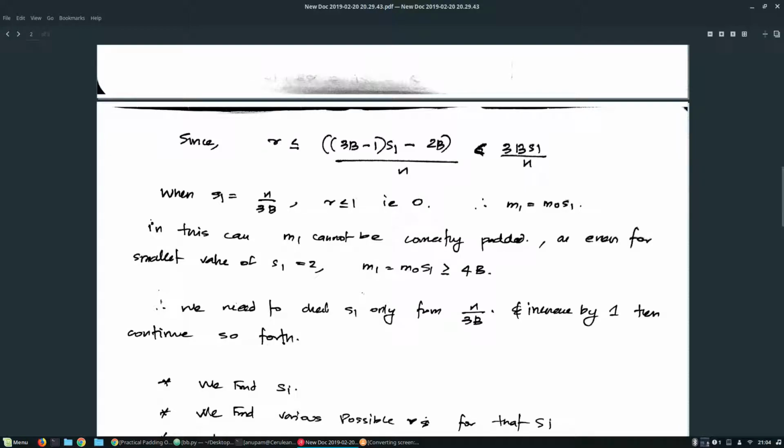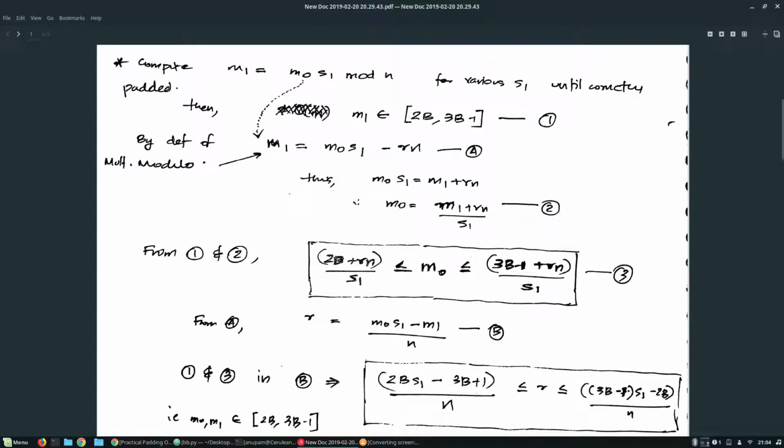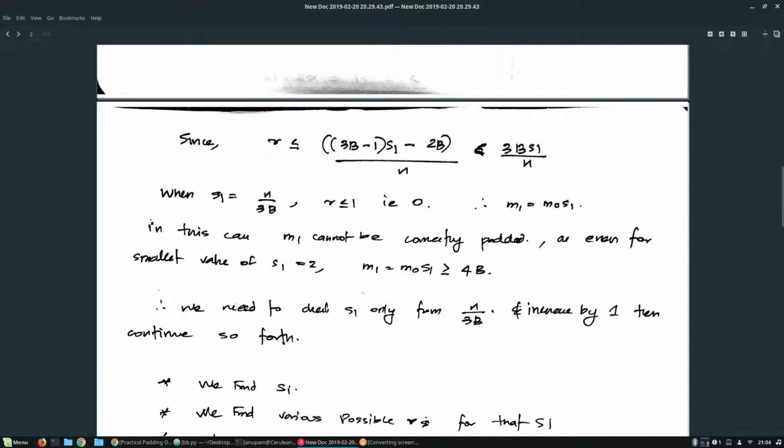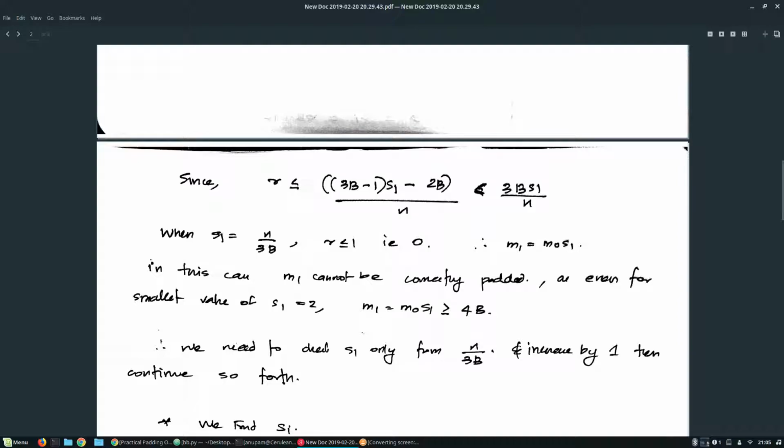So this in fact means that r will be 0, since r is an integer, so if it is less than 1, it should be 0. So this is not really helpful for us, because we will get m1 is equal to m0 into s1 from our equation number a, and this clearly means that m1 cannot be correctly padded. This is because we have the smallest value of s1 equal to 2, and the smallest value of m0 will be 2b from our initial limit. So 2 into 2b will be 4b.